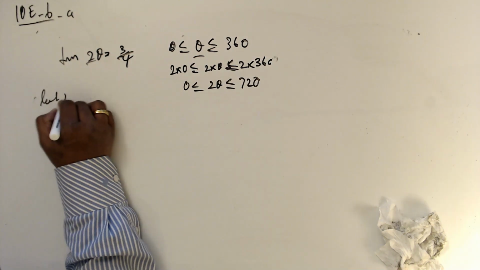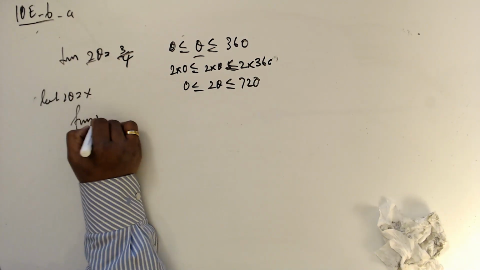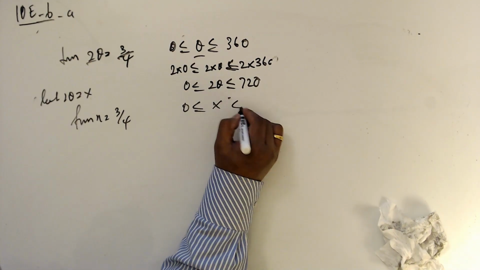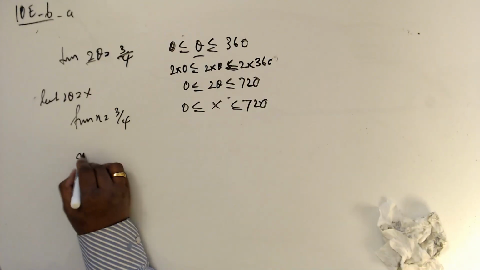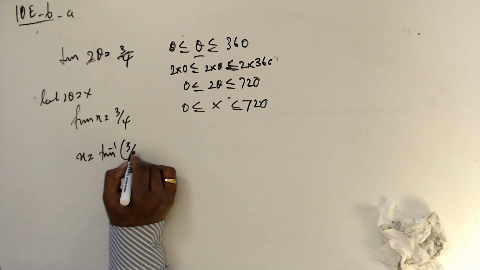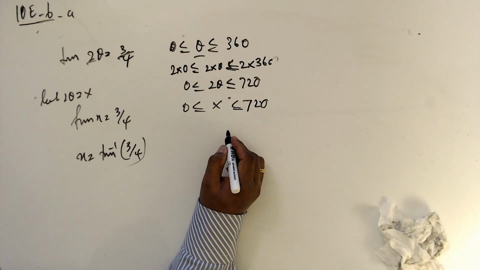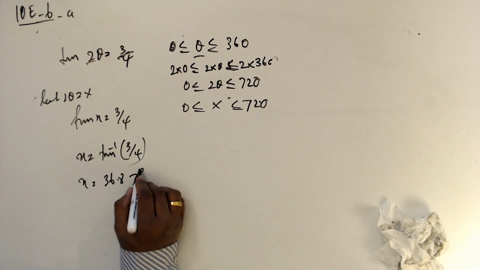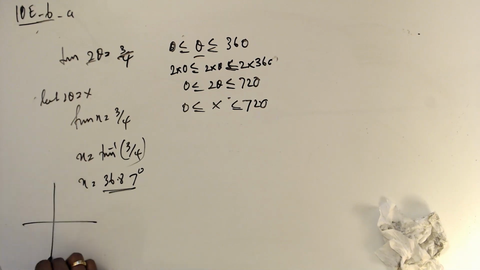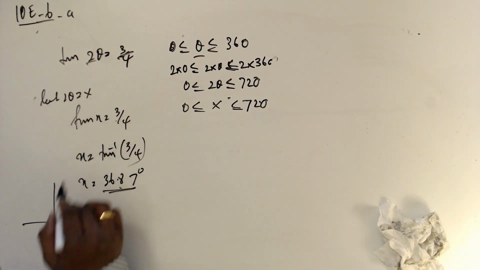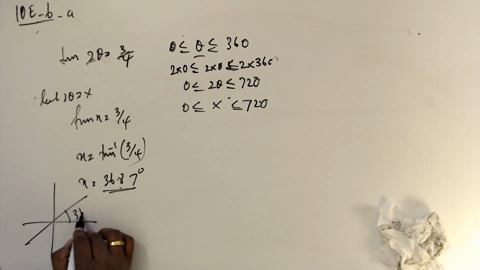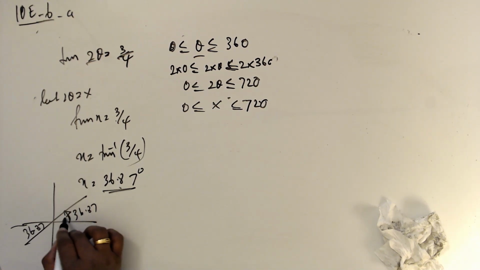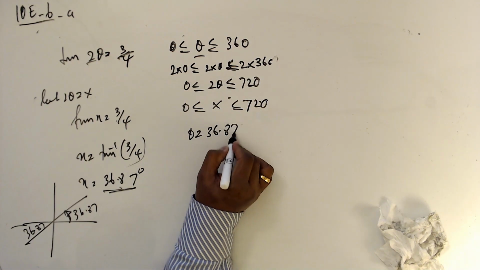So let 2 theta equal x. Tan x equal 3 over 4, 0 less than x less than 720. x equal tan inverse 3 over 4. So x equal 36.87. So this is acute, and tan is positive on first and third. This is 36.87. This is 36.87. The first angle is fine, x equal 36.87 within the range.